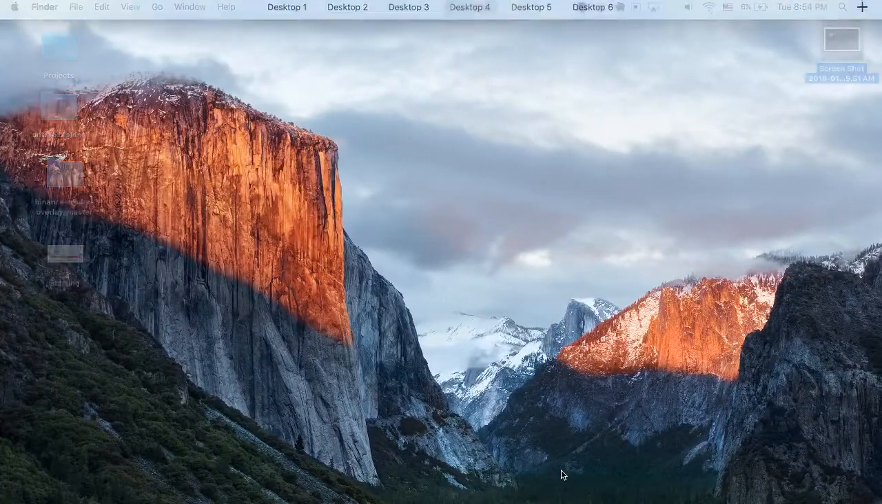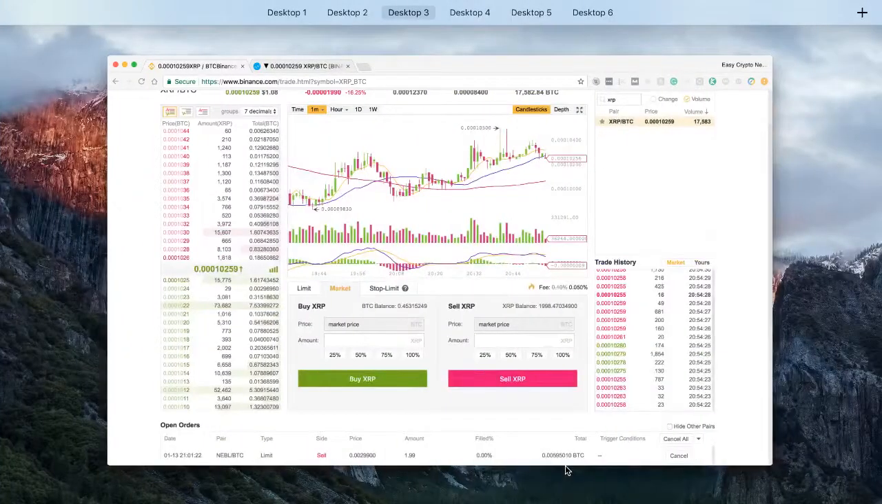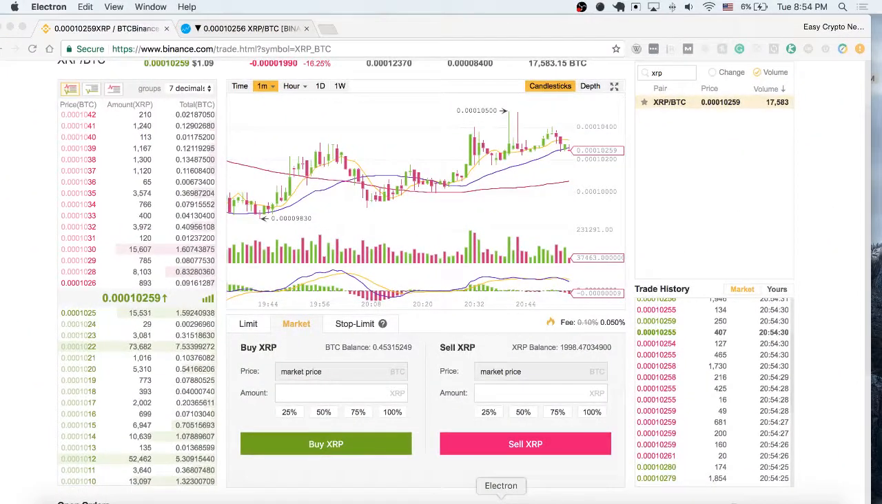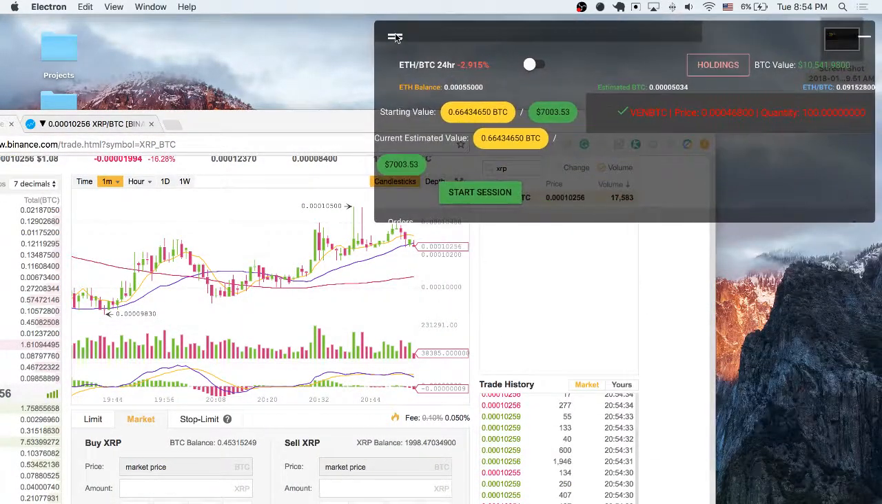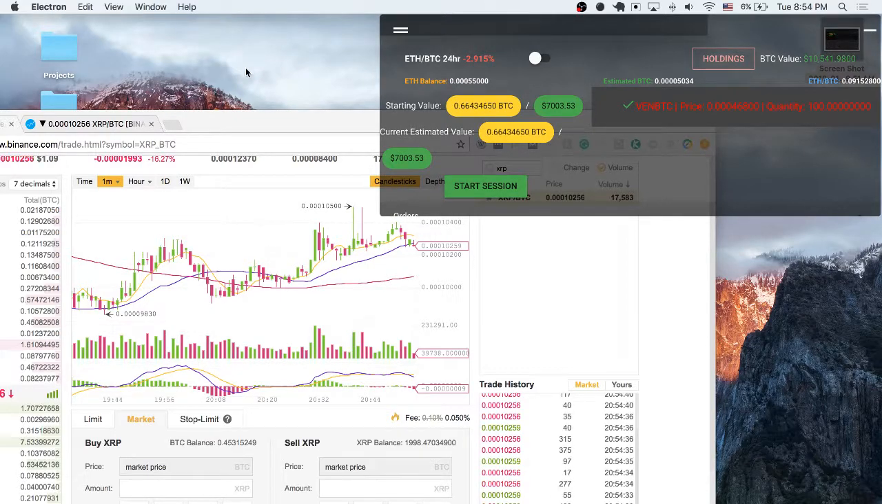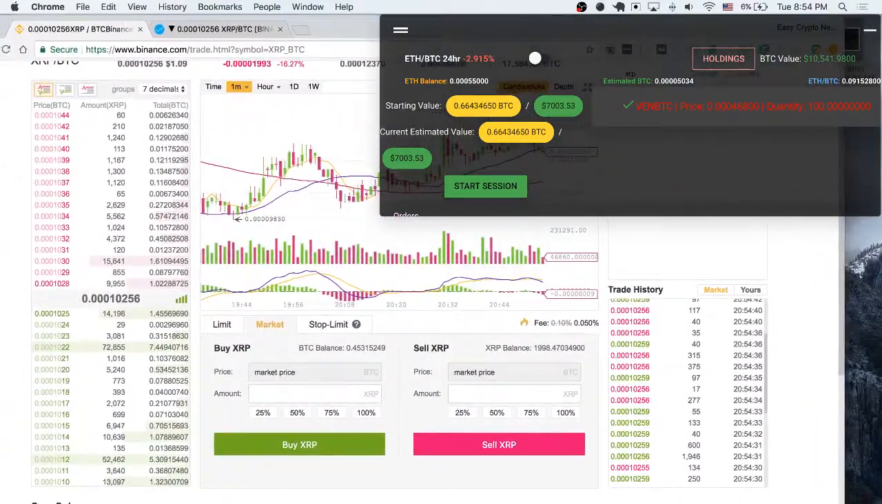Mm-hmm. Mm-hmm. One sec. No, it's mine. Oh, you mean the Binance? The black overlay is mine. Yeah.